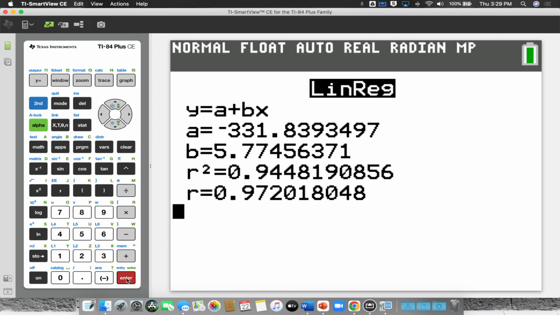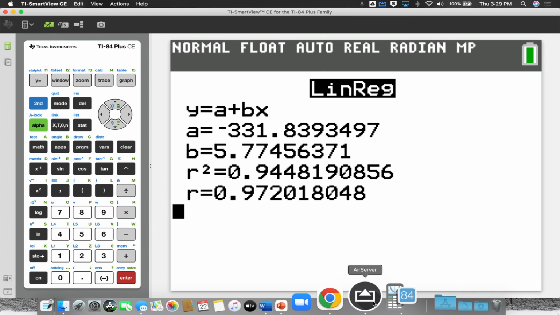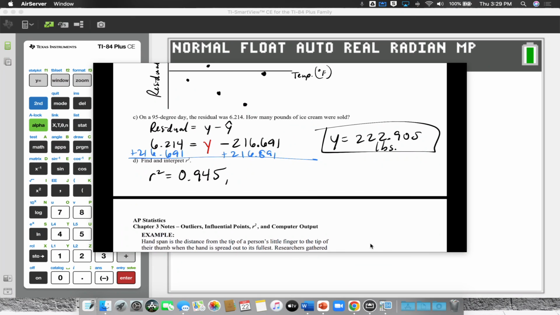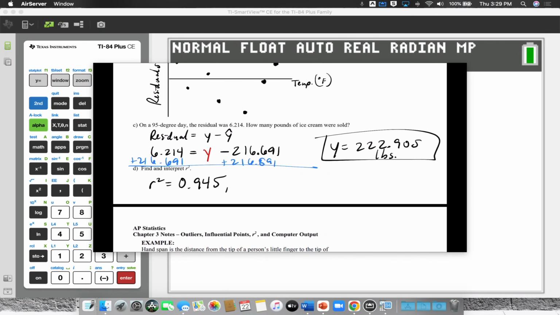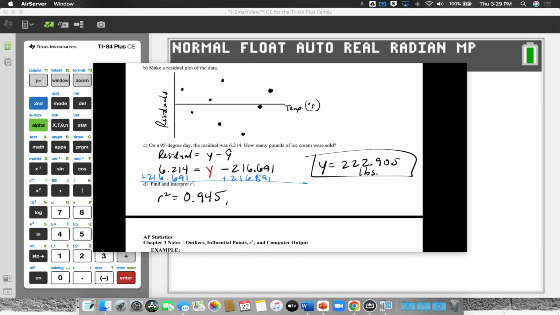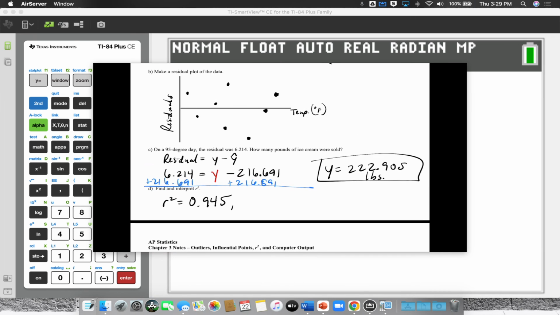Okay, r squared. R is 0.972. R squared is 0.945. So if that was a percent, it'd be around 94.5%. It's pretty high. So I would say 94.5% of the reason why they're selling so much Y is because of X. 94.5% of the reason why Y is happening has directly to do with X.